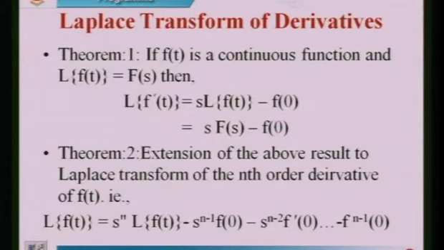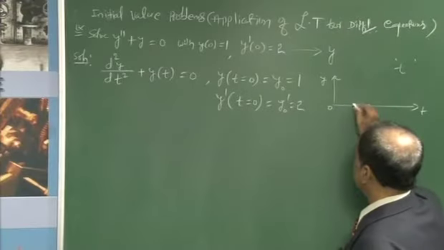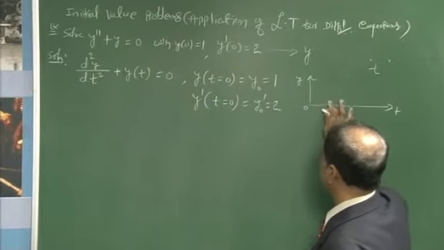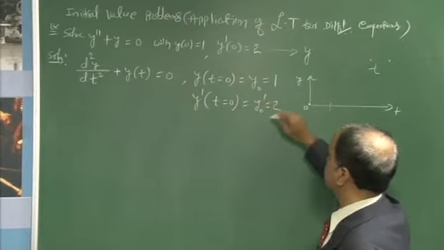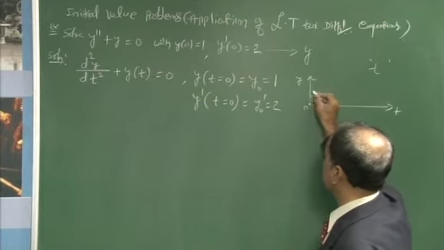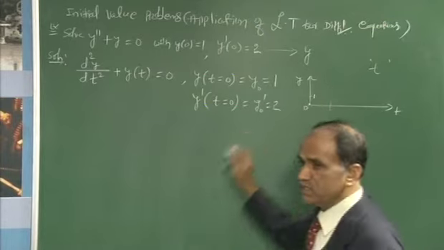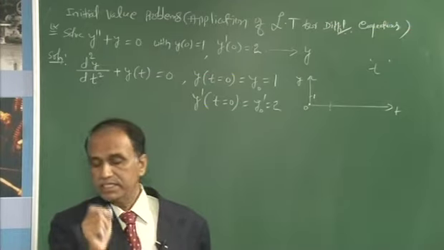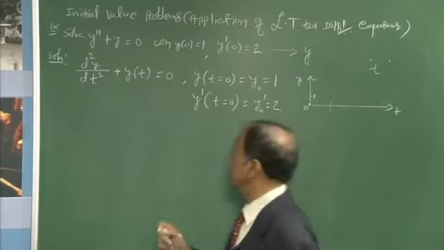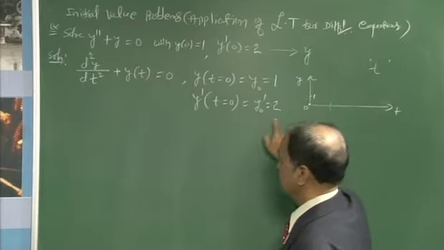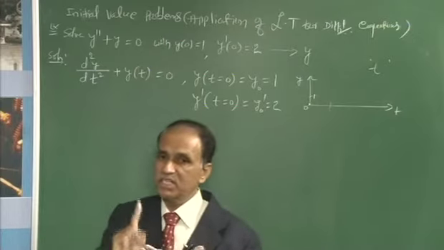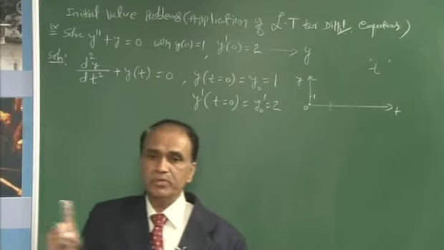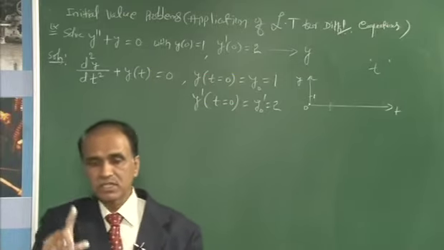Initial conditions and boundary conditions: here the initial condition is at t is equal to 0, that is at the origin itself, y naught is equal to 1 and y naught dash is equal to 2. That means at the single value of the independent variable, that is t is equal to 0, two different functional values are given. With respect to a single independent variable value, different functional values are given, then it is called initial conditions.